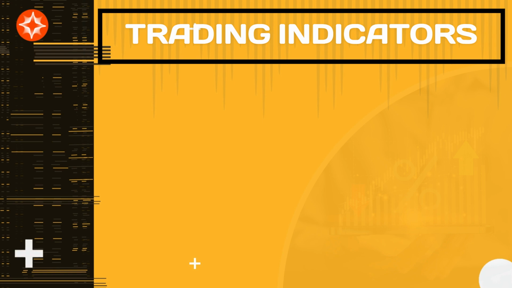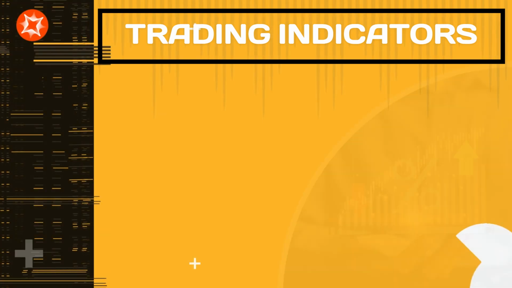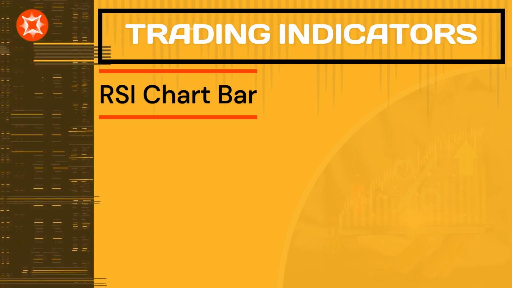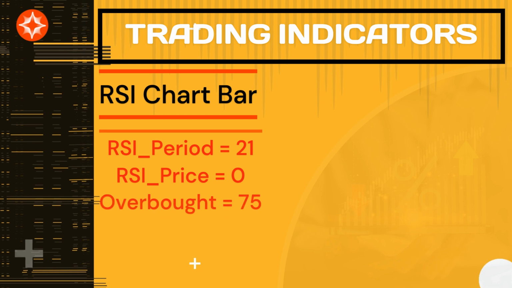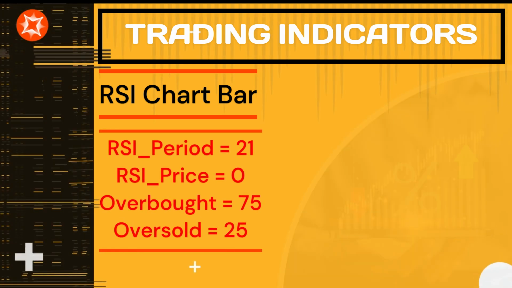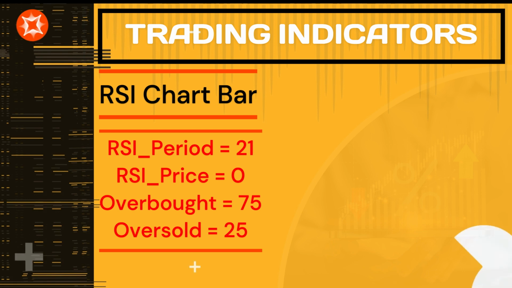We need two indicators to find out the trading setup for this strategy. First indicator is the RSI chart bar. You can download this indicator through the link given in the description. Period of RSI is set to 21, RSI price is set to 0, which means close price. Overbought level is set to 75, while oversold level is set to 25.